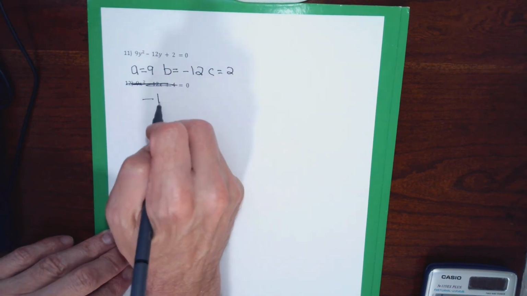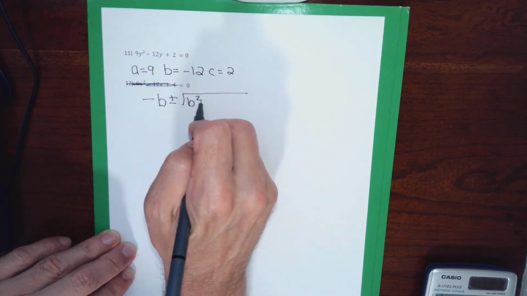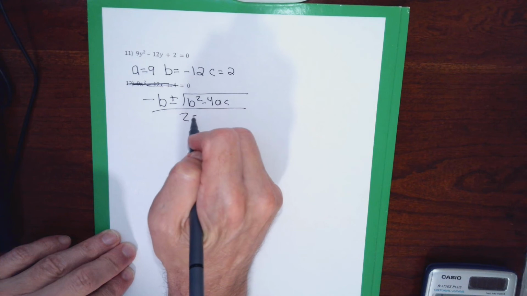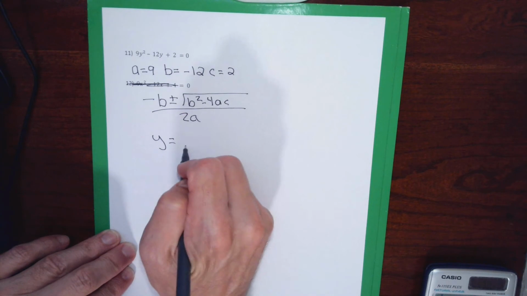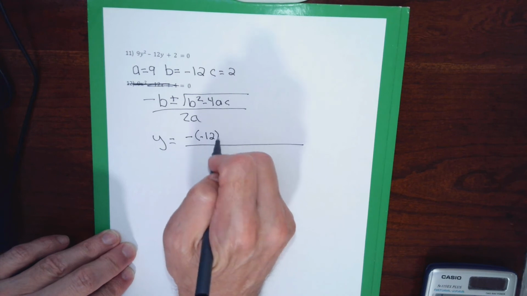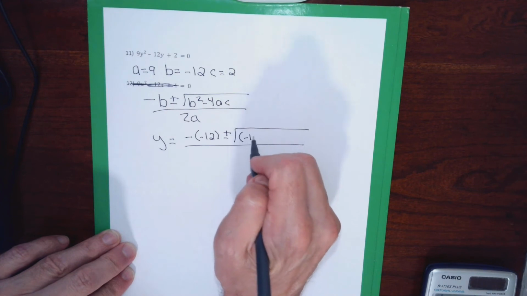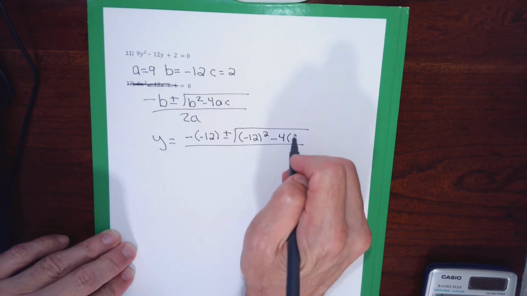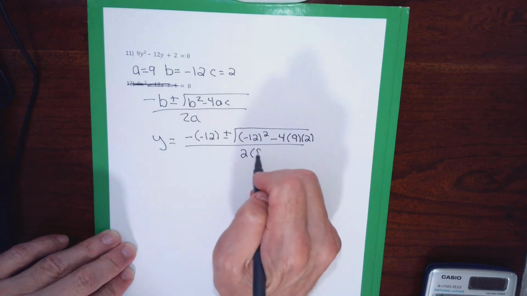And I need to know that the formula is negative B plus or minus the square root of B squared minus 4AC all over 2A. I actually haven't written the test yet, but I plan to put the formula on the test. I'm going to write y equals fraction, negative sign from the formula, and then negative 12 for my B, and then plus or minus under the radical B squared is going to be in parentheses negative 12 squared, and then minus 4 times A, which is 9, times C, which is 2, all over 2 times 9.